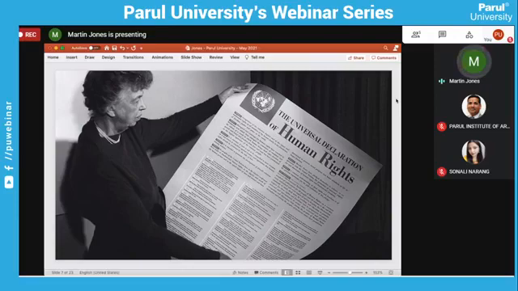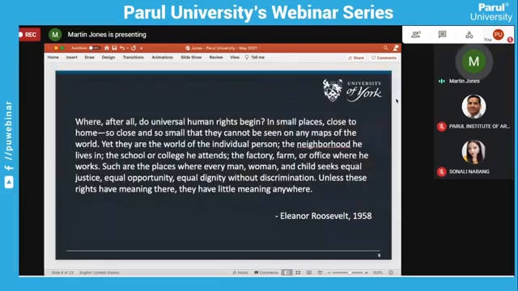One of the things that Eleanor Roosevelt said about 10 years after the Universal Declaration was adopted by the General Assembly unanimously in 1948, so in 1958, reflecting upon the 10 years, has become actually quite a famous quote from her. It is her answer to this question of where, after all, the universal human rights begin? In small places close to home, so close and so small that they cannot be seen on any maps of the world, yet they are the world of the individual person.